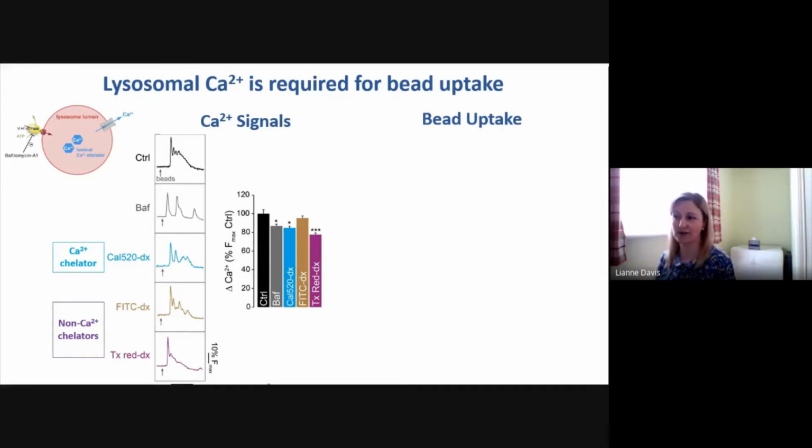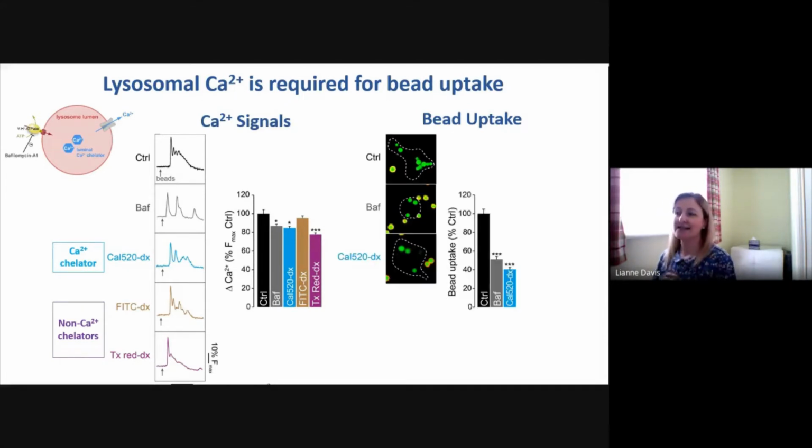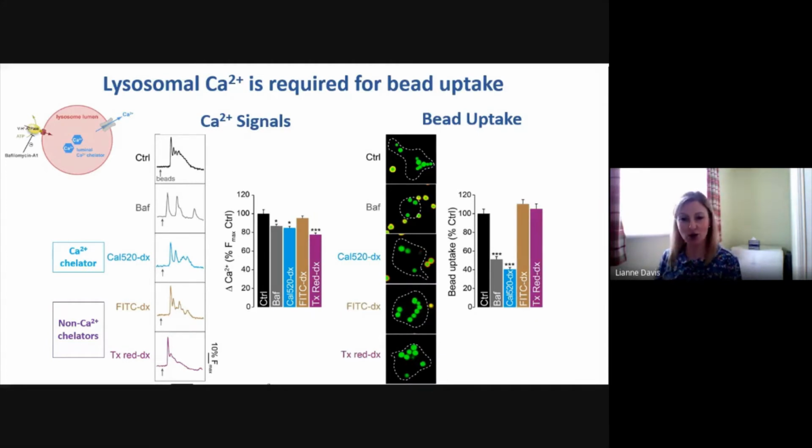But turning to the all-important bead uptake, these conditions predicted to lower the lysosome calcium levels, bafilomycin and the calcium binding dextran, severely inhibited the phagocytosis of beads compared to the control. In contrast, the non-calcium binding dextran controls did not alter uptake. This was our first hint that lysosomal calcium signaling is important for phagocytosis.